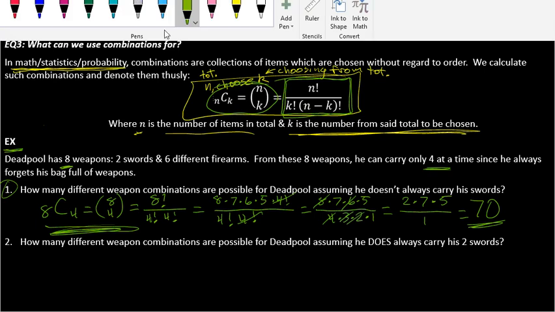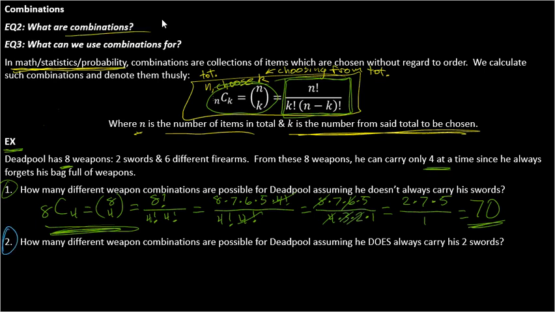Now let's look at a different perspective of this scenario. How many different weapon combinations are possible for Deadpool, assuming that he does always carry his 2 swords? And again, if you ever read the comics or watch the movies, he does actually always have his 2 swords. So what does that mean? Well, that means now he only has these 6 firearms to choose from, so N is now 6. And it needs to add up to 4, since he can only ever carry 4 at a time.